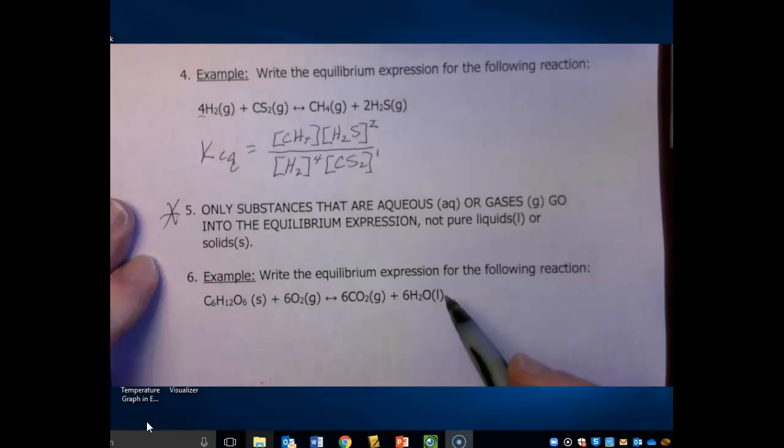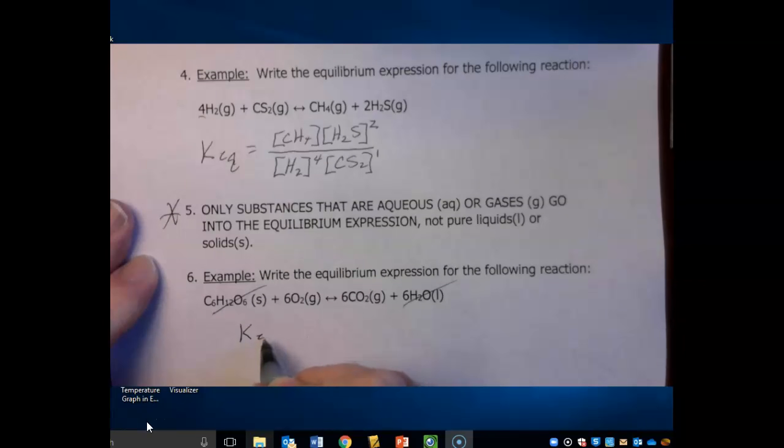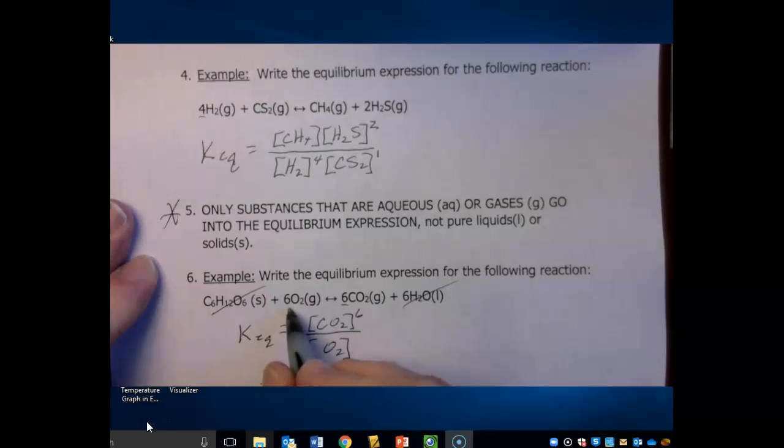What I like to do so I don't confuse myself is I just like to make a line through the solid and the liquid because they don't go into the equilibrium expression. KEQ is going to be the product, the concentration of CO2 to the 6th power because of the 6 coefficient, and then the reactant, oxygen, also raised to the 6th power because of its coefficient. So the solid and the liquid don't even appear in the equilibrium expression.